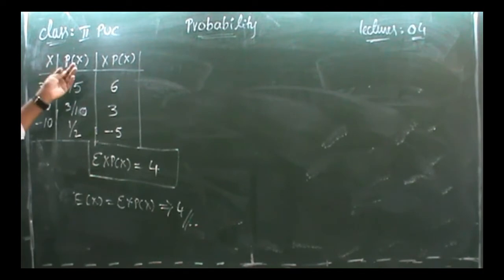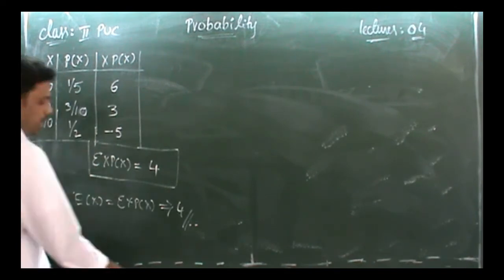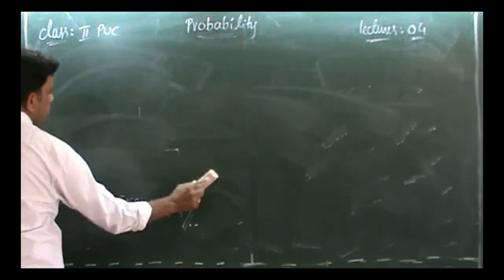In this manner we will find out. So when x and p of x are given, we have to write the x into p of x multiplication. 30 into 1 by 5, the 5 cancels, 6 times. 10 into 3 by 10, the 10 cancels, 3. In this manner we will find out the expectation. Now we will go to another question on this model.